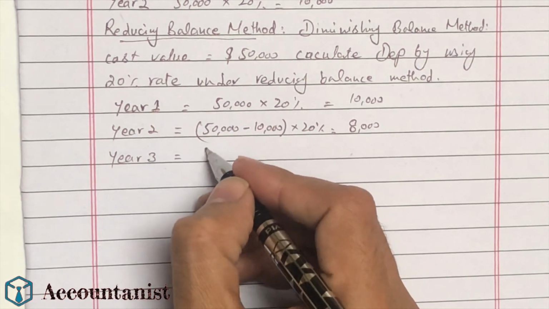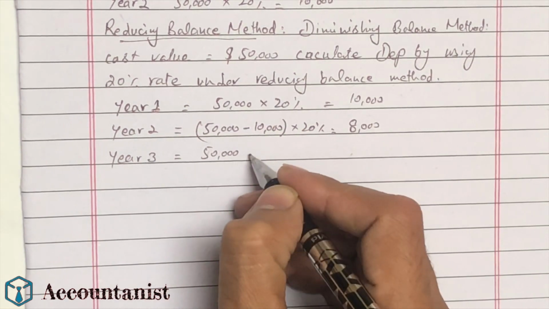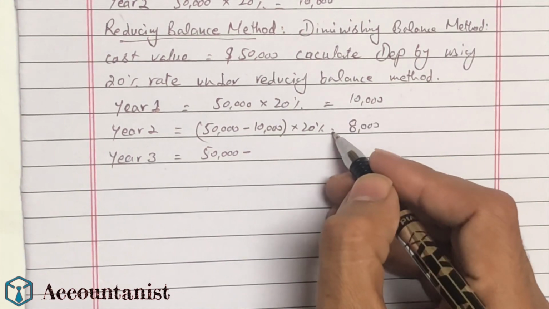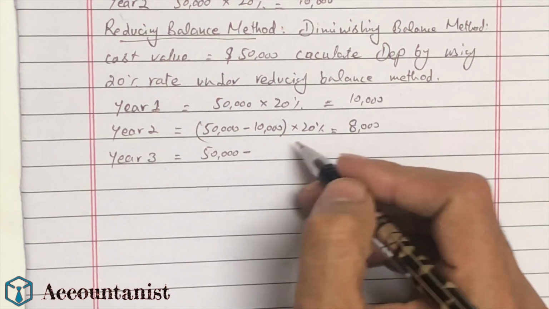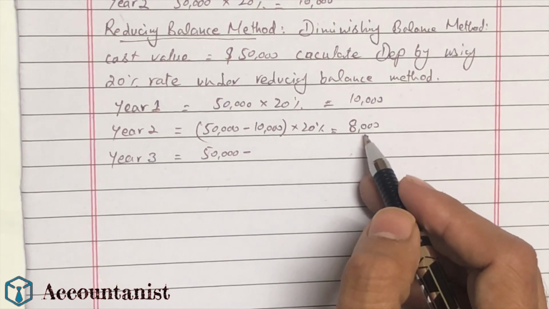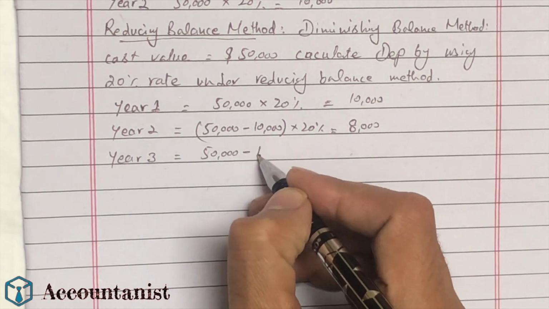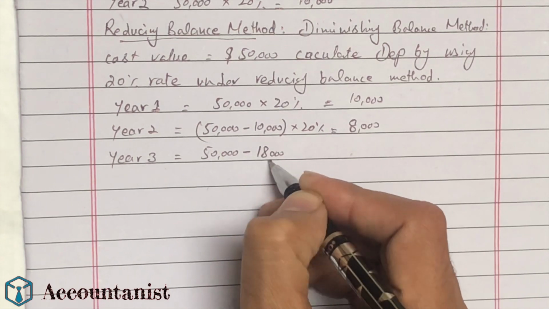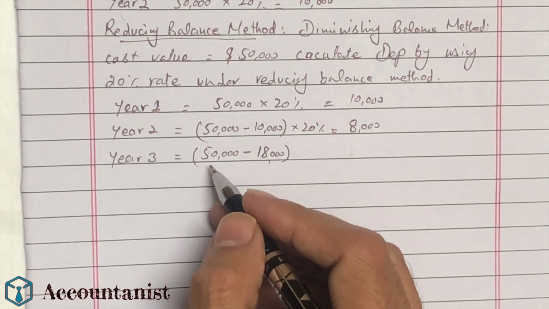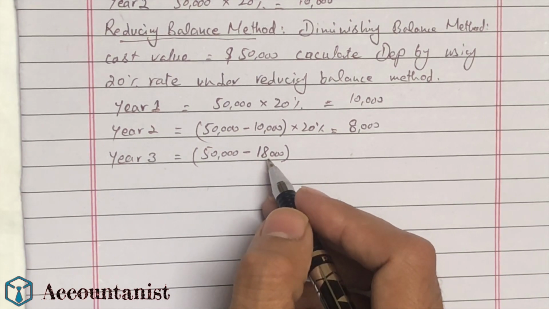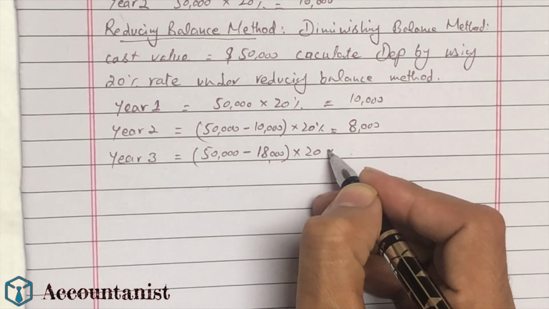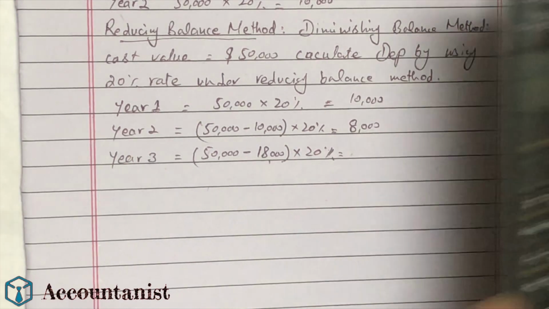the cost will remain the same, 50,000, but now the total depreciation that we already charged against this asset is 18,000, 10,000 in year 1 and 8,000 in year 2. So the total depreciation will be 18,000. So we'll deduct the 18,000 from this number to get the net book value. So asset cost minus depreciation will give us the net book value. So net book value multiplied by 20% will give me the depreciation of the third year.